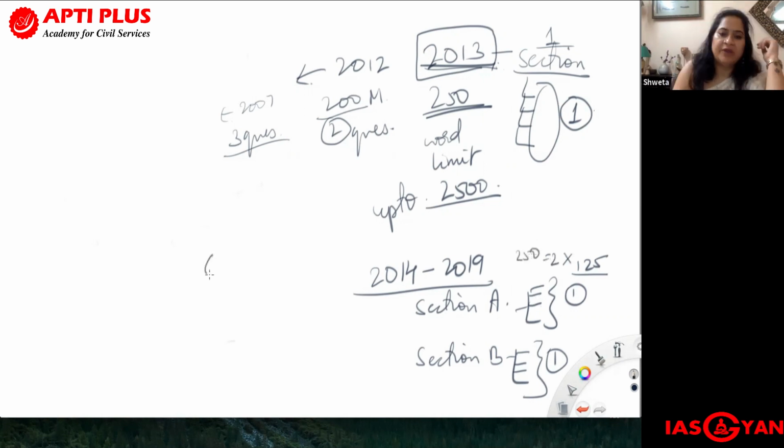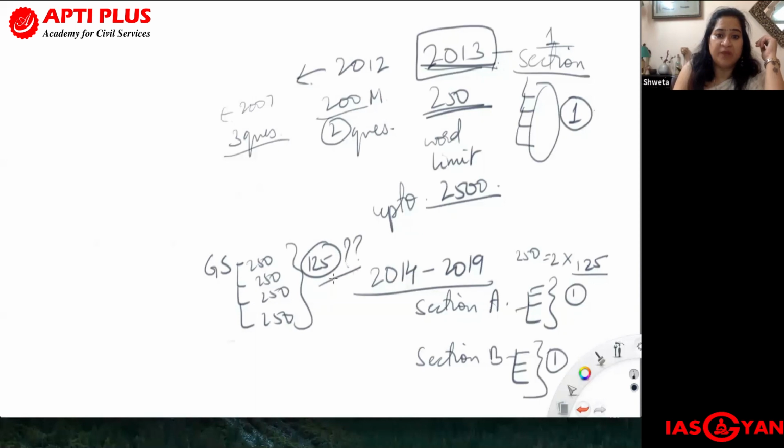Fun fact is that every single GS paper, the 4 of them, is 250 marks each. But if we go by the dynamics of scoring, a student struggles to get even 125 marks. Whether I'll be able to get 125 or not is a big dilemma that a student suffers from. Whereas in this area of essay, you can very comfortably score 60% plus marks.